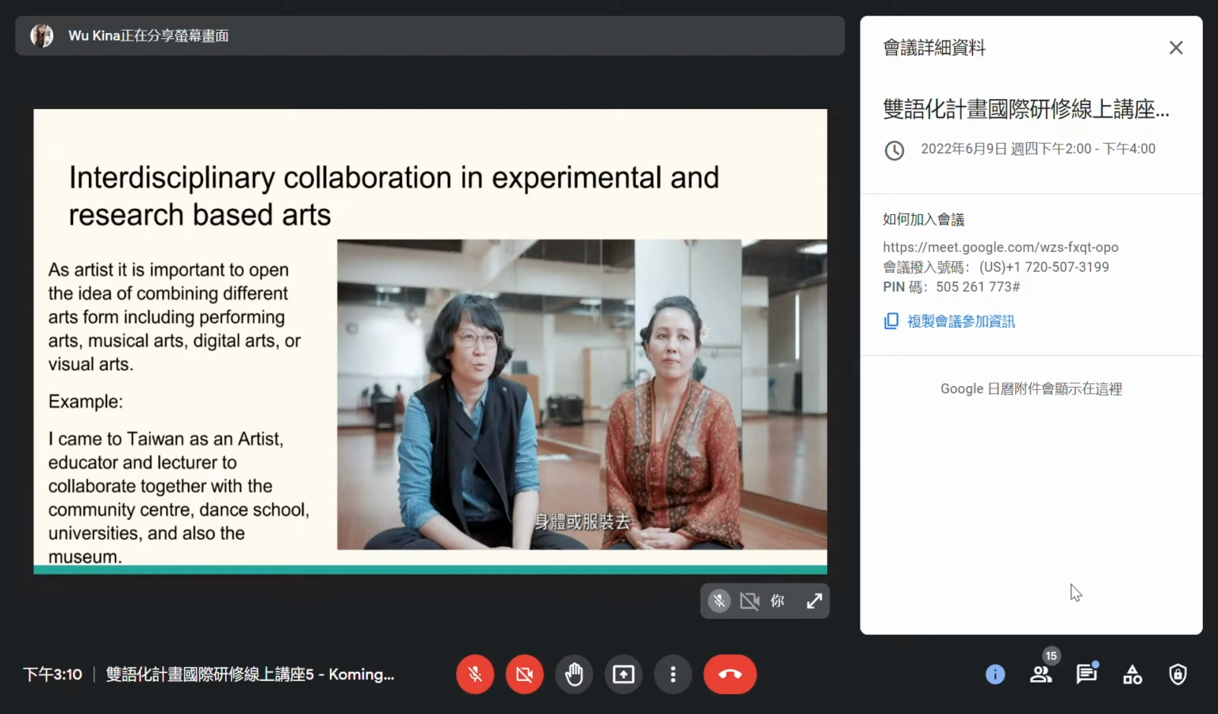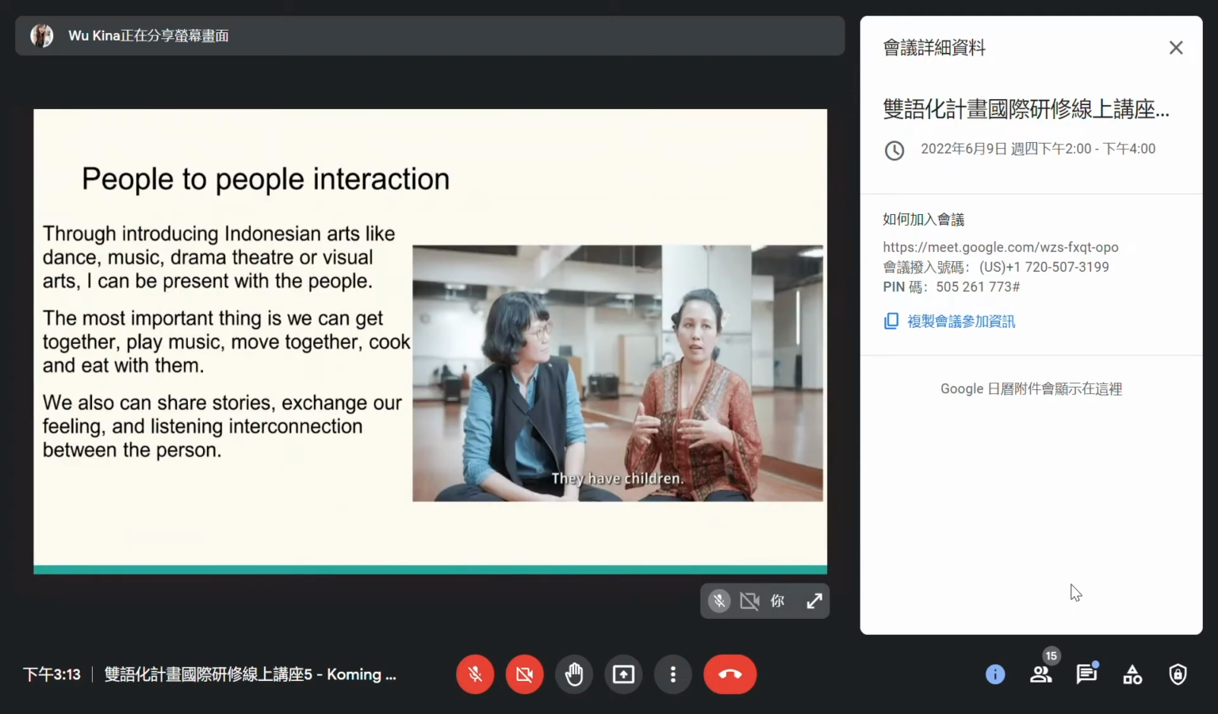So we have to agree upon this. What we are creating is more creative. Yeah, we are creative together. Okay, people-to-people interaction. For me, it's very important to interact with other people. When you do things like dancing or music, it's very important for me.